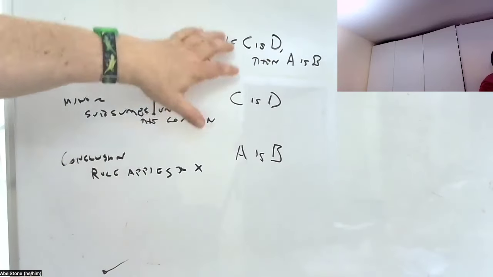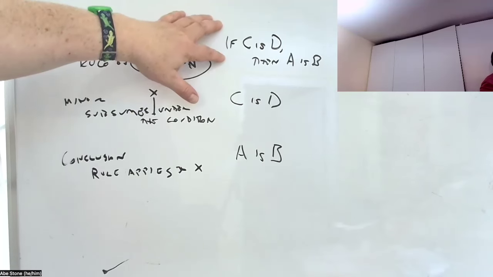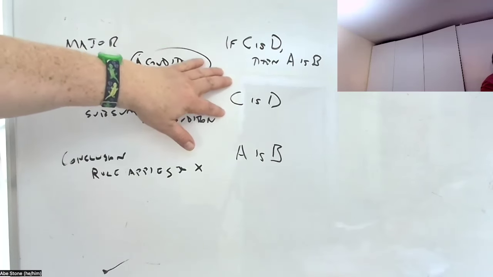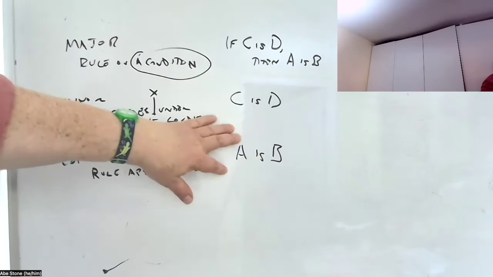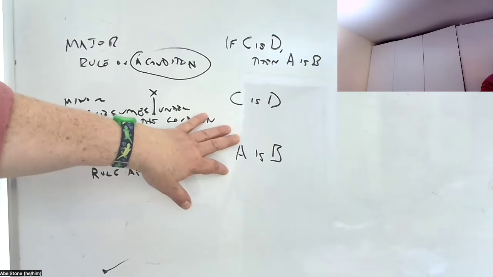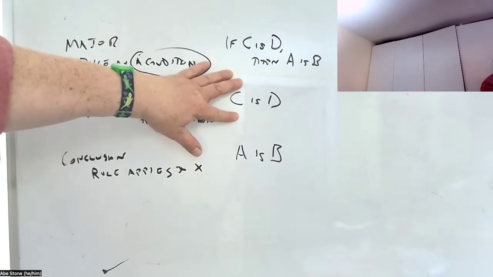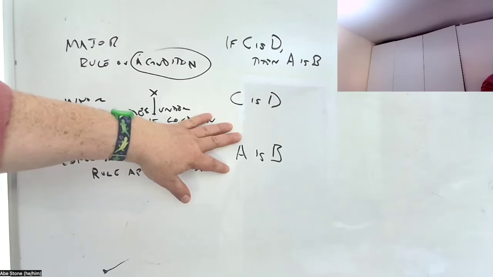This is how the hypothetical syllogism is going to go. The major premise will be: if C is D, then A is B. The minor premise will be: C is D. And the conclusion will be: A is B. So what have we subsumed under what in this minor premise? And what have we concluded that the rule applies to?